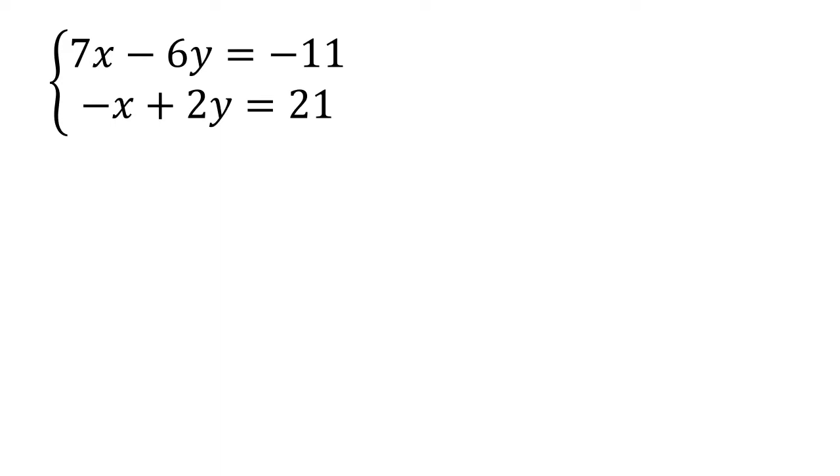In this one, I'm going to do substitution, and I don't really have a reason for it besides that the second equation, the bottom one, seems to be pretty ready for that. I can solve this really easily for x. I can rearrange it and say that x is equal to 2y minus 21. And then I can plug that value for x back into my first equation. So if I plug in x equals 2y minus 21, basically I'm going to have 7 times what I just said x was, 2y minus 21, and then minus 6y equals negative 11.